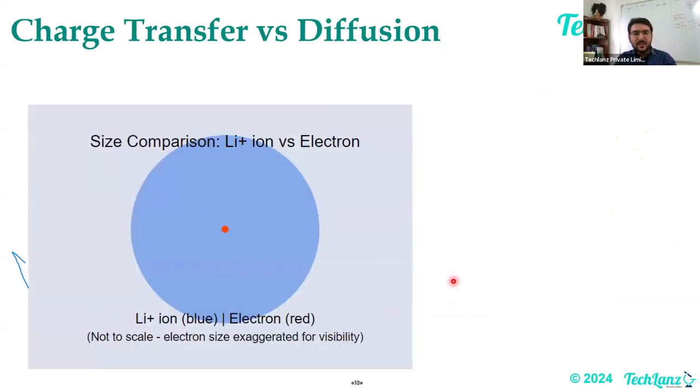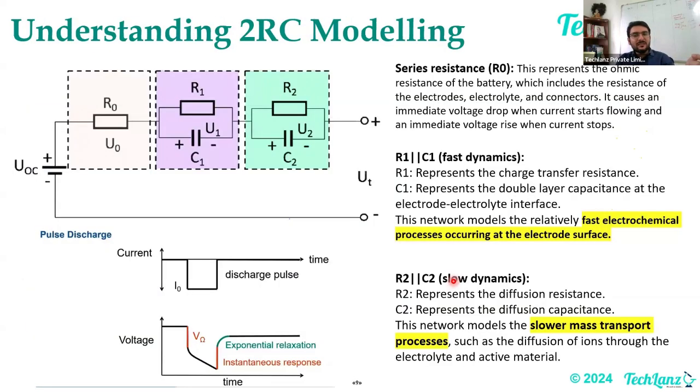because it captures your multiple physics phenomena, right? Let's understand two things: what is this charge transfer and what is the diffusion? Because there are two elements we'll talk about, fast dynamics and slower dynamics. So these are two important things which we have discussed.